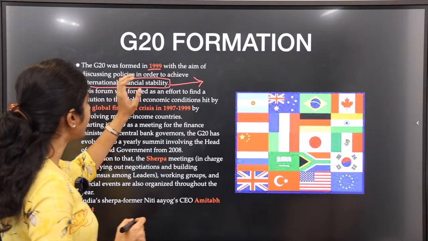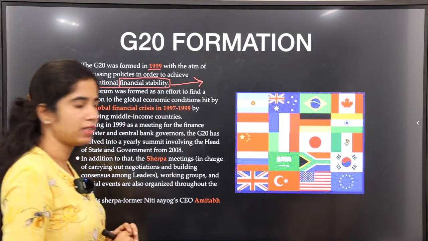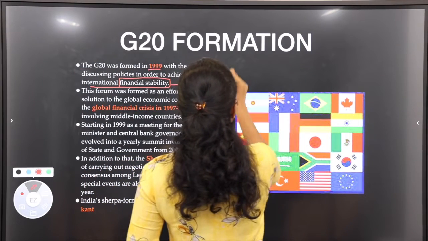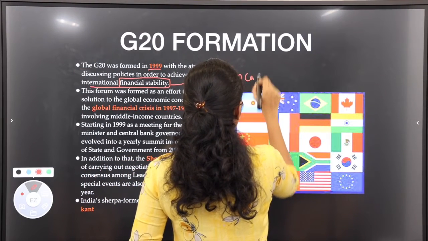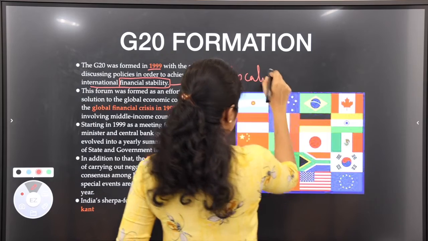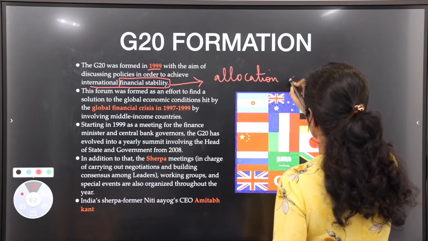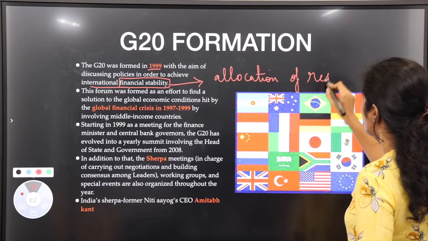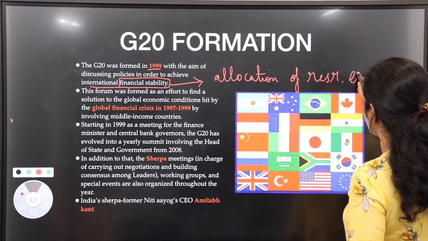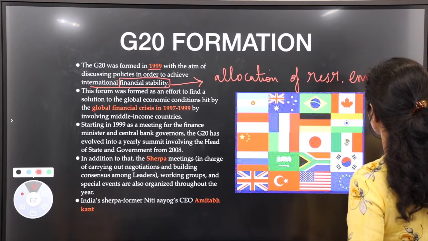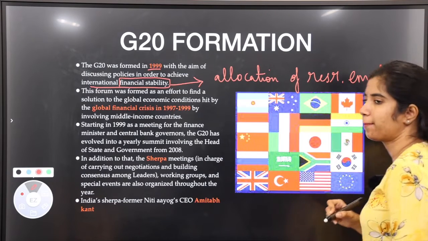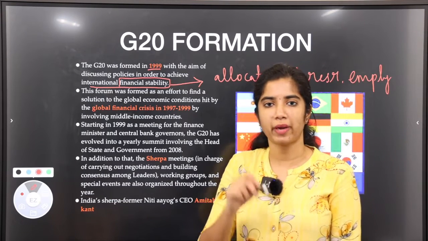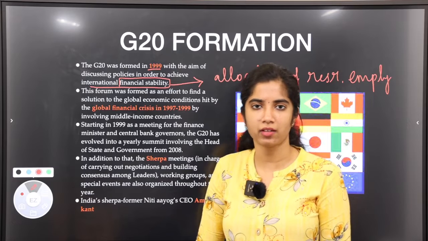Financial stability means, how can a country achieve this financial stability? By right allocation of resources and keeping a good employment ratio by reducing the unemployment in the region.